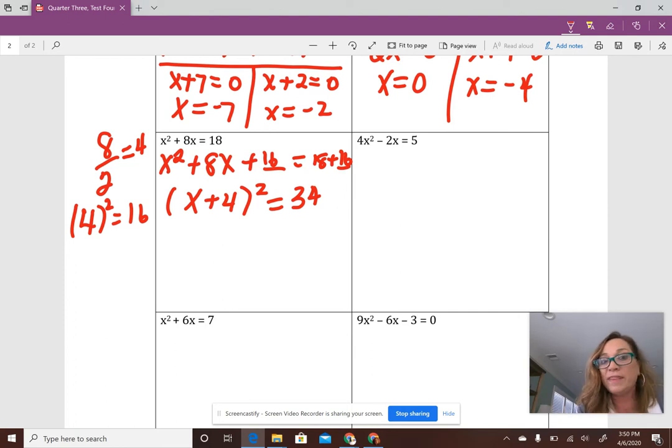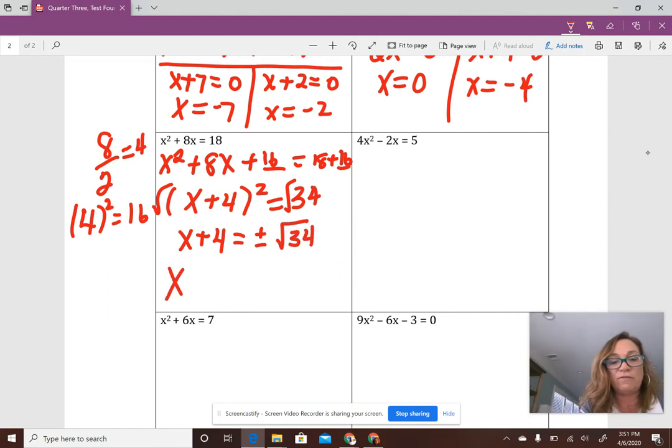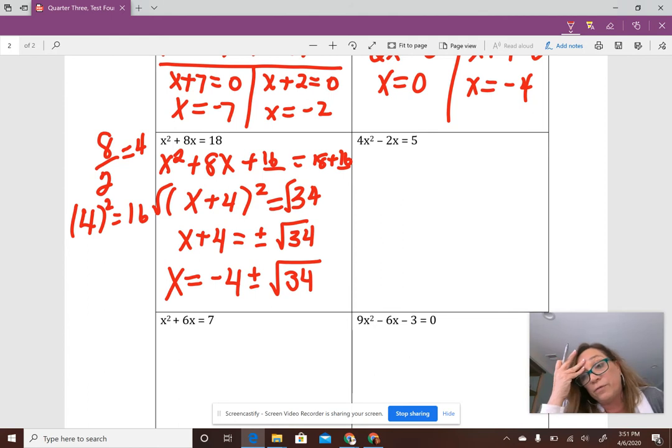Oh, good thing I didn't try to factor it. That can't be factored. Okay, so take the square root of both sides. I get x plus 4 equals plus or minus the square root of 34. So therefore, x is equal to -4 plus or minus square root 34. Simplest form, it's done. Done. Finito, done. Okay.